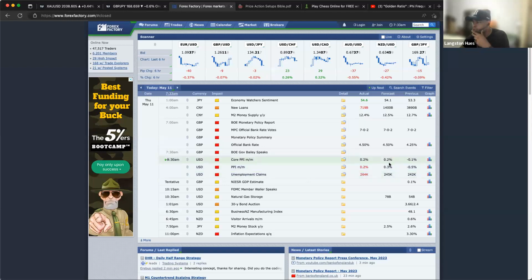Mm-hmm. So forecast was 0.3, and it fell short at 0.2. Estimated unemployment claims were 245,000, and it was actually 264,000. So a lot of unemployment claims.